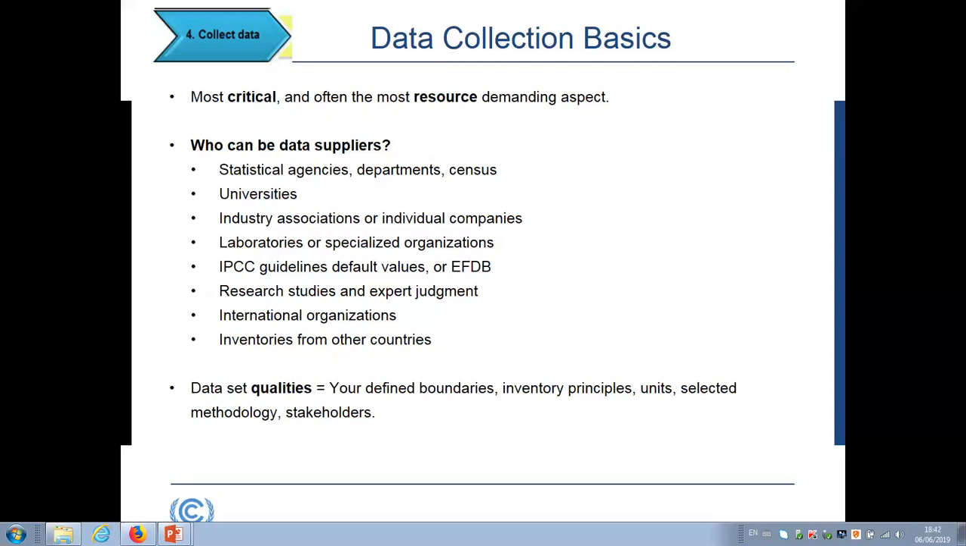And then, of course, there are other international organizations like the International Energy Agency, and FAO and other UN agencies that have international data that could be relied upon in some cases. And looking at other inventories from other countries in your region, especially that may have developed emission factors that are applicable in your context. Next slide.